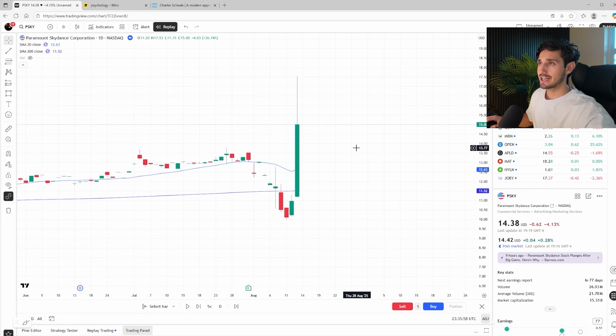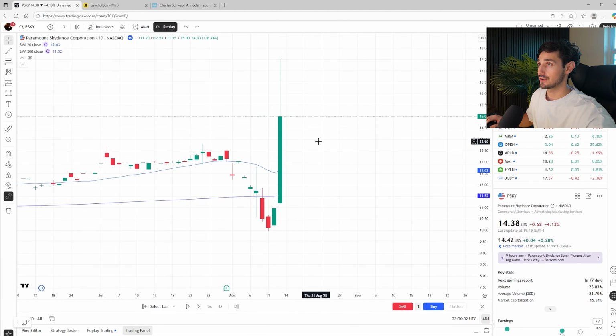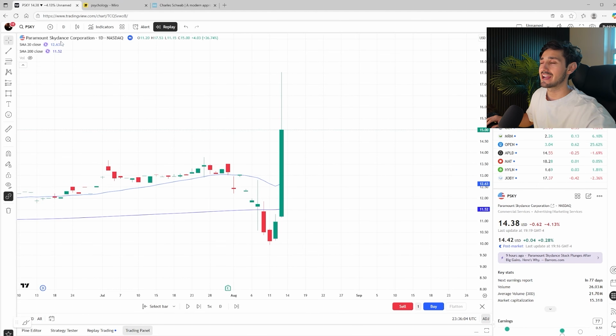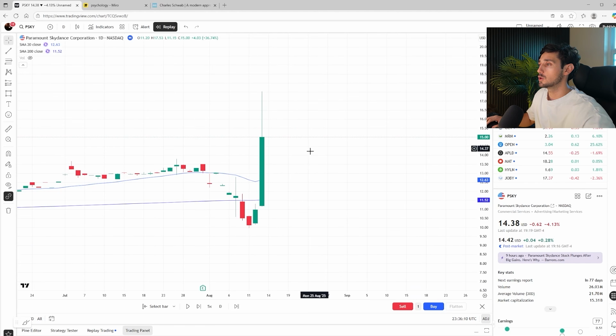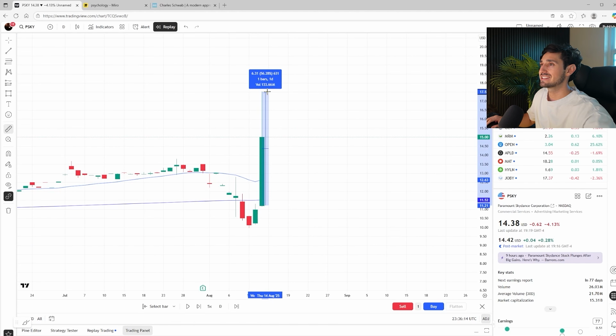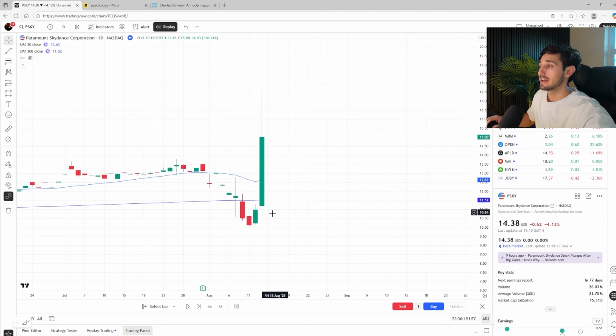We'll actually do one bonus one, and this was a trade from yesterday, and this was the Paramount Skydance. There was some crazy news about it, about UFC or something. I don't even know what the news was, but all of a sudden this thing literally went up like 56% in a single day. Massive green bar, and it was coming off a green bar the previous day.